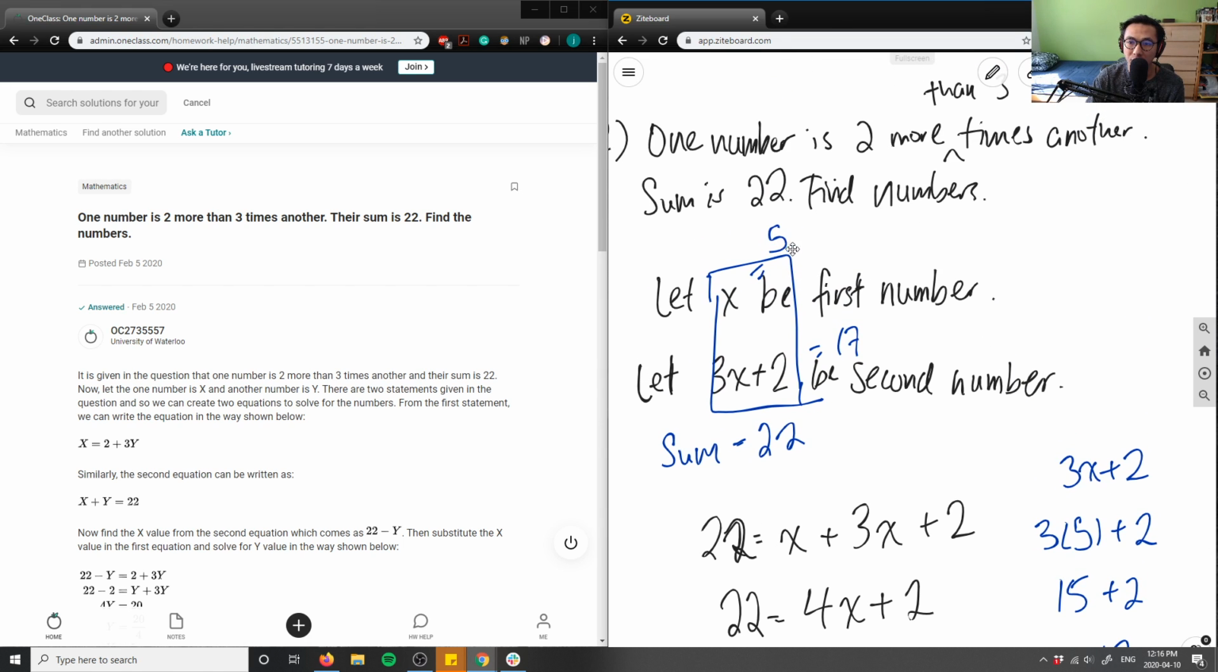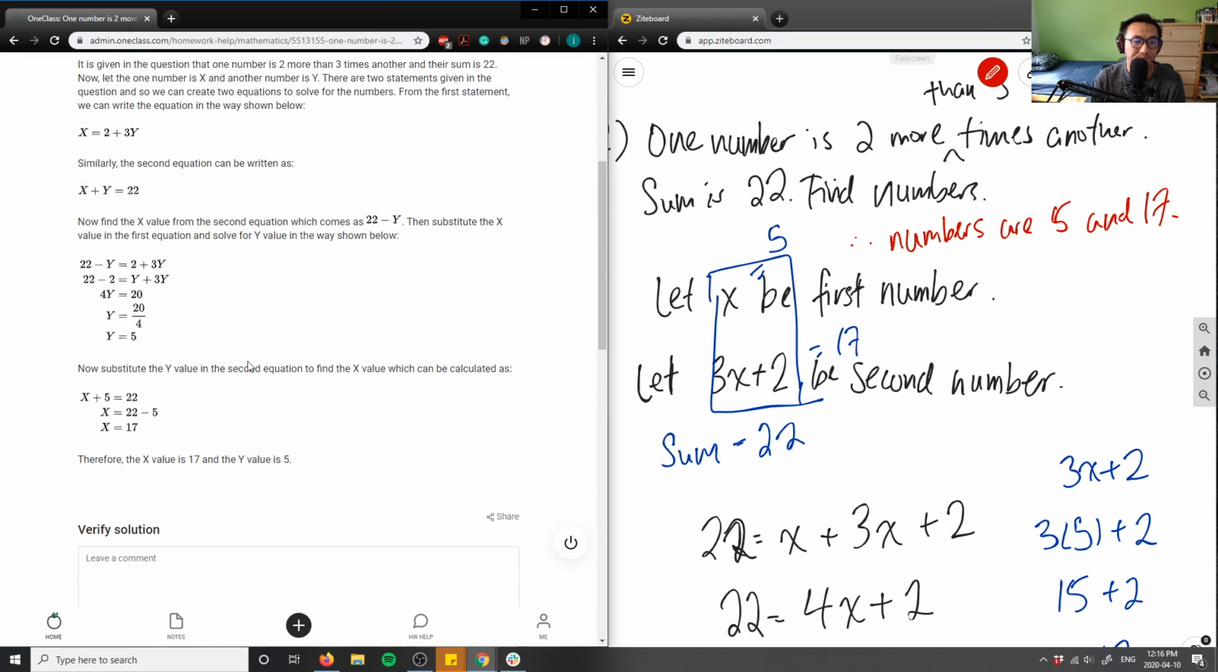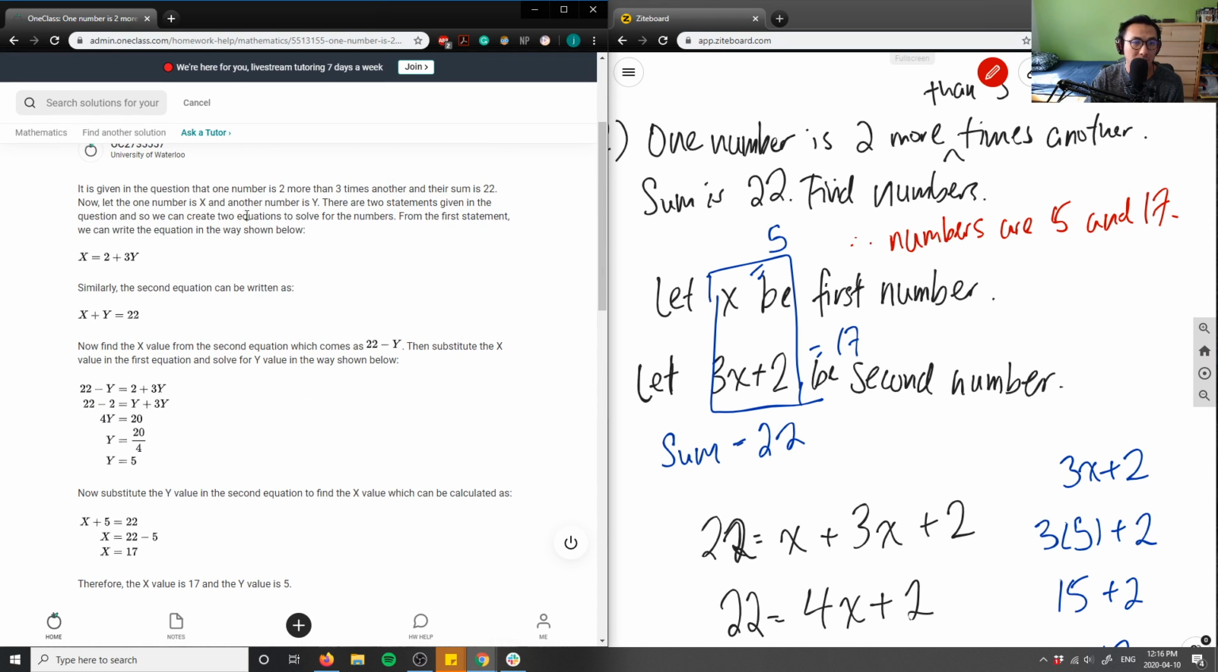My two numbers are 5, which means therefore, let me write my therefore statement here: therefore the numbers are 5 and 17. And let's look at our solution here. It's given here. From the first statement, we can write the equation shown below, x equals 2 plus 3y.